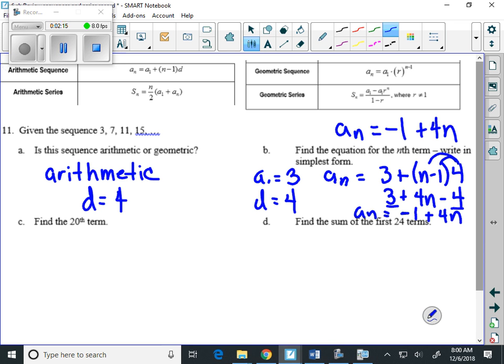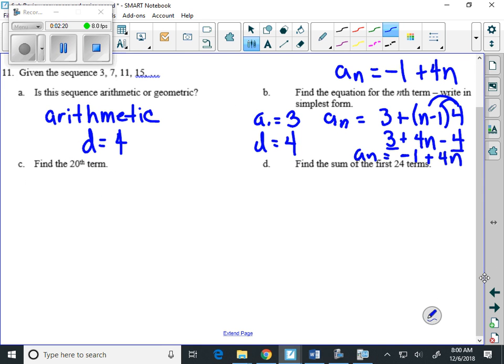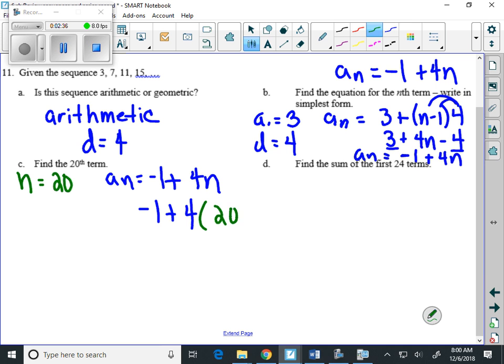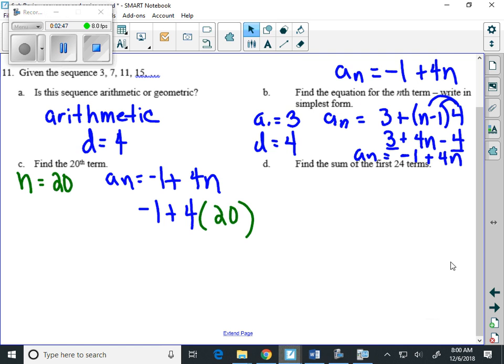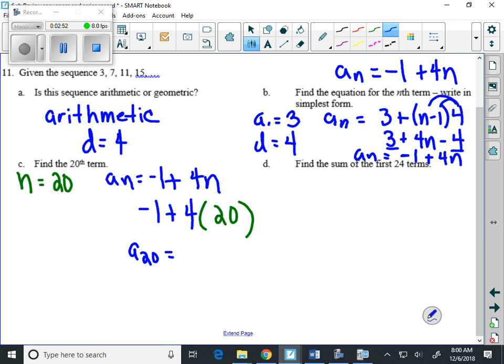If you happen to write 4n minus 1, there's nothing wrong with that. Now that we came up with that, part C says, find the 20th term. So what that means over here is now we know a value for n. It's 20, and we're going to put it back into that formula that we just found, the negative 1 plus 4n. So this is going to be negative 1 plus 4 times 20. And we can type it into our calculator if we need to. Negative 1 plus 4 times 20, which is 79. So our a sub 20 is 79.